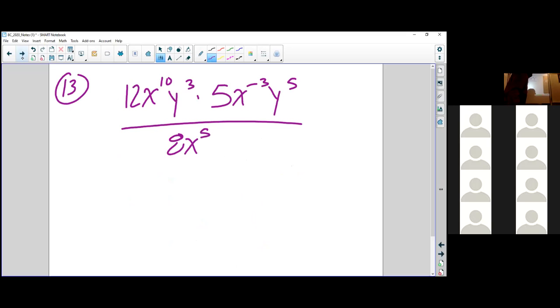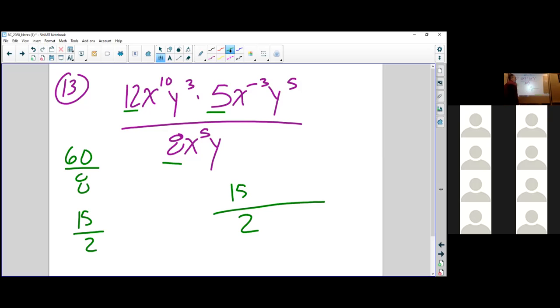and then a y. Okay, first thing I want to take a look at is all of these numbers. That's going to basically give me 60 over 8. And then I'm going to reduce that. 4 will go into both. 4 goes into 16 15 times. 4 goes into 8 twice. So now I'm going to have 15 over 2 as my answer.